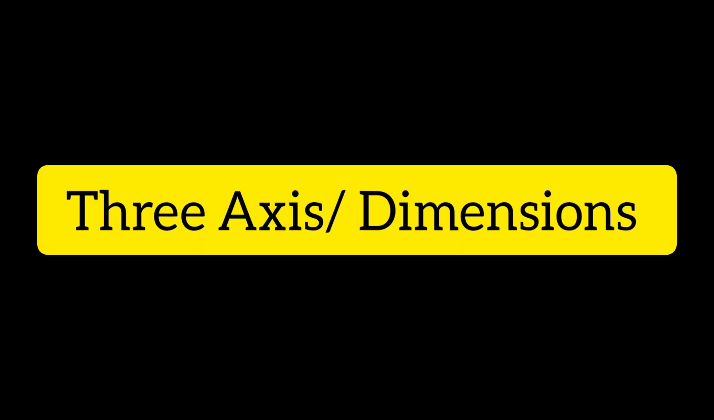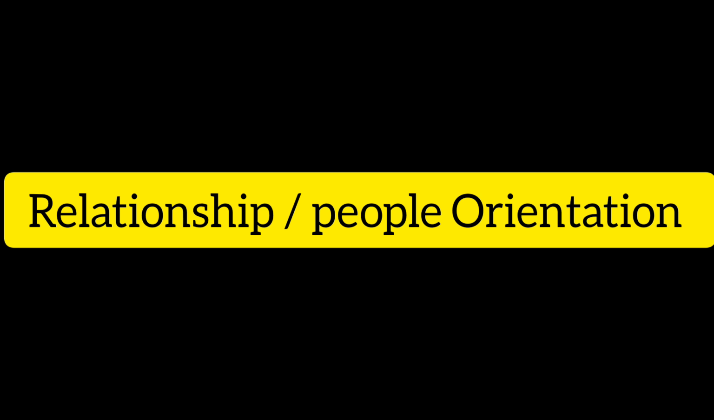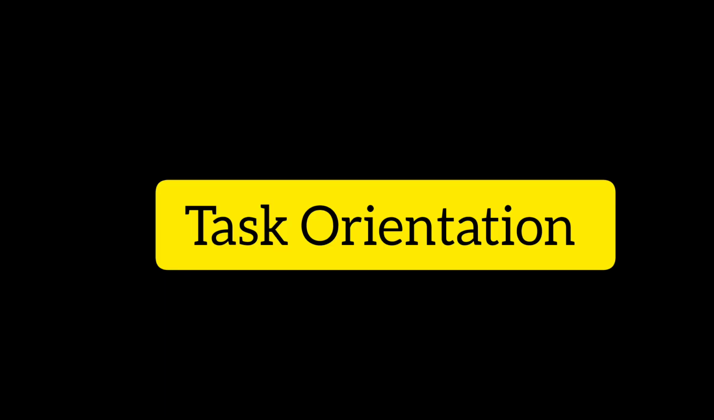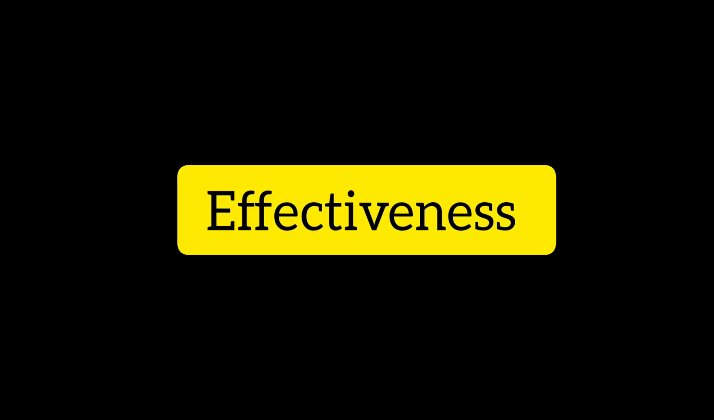In this model there are three axes. Because the model is called tri-dimensional, that means there are three dimensions. The first one is the relationship or people orientation dimension. Next is the task orientation dimension. And the last one, the most new one, is effectiveness.